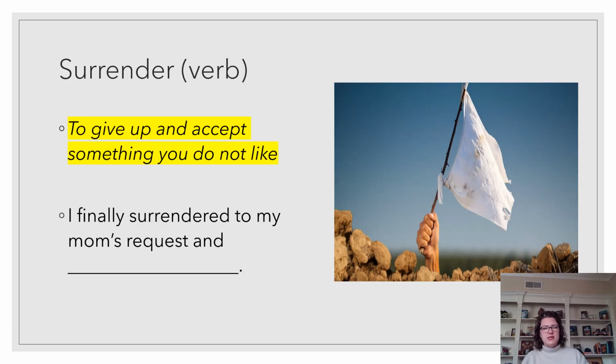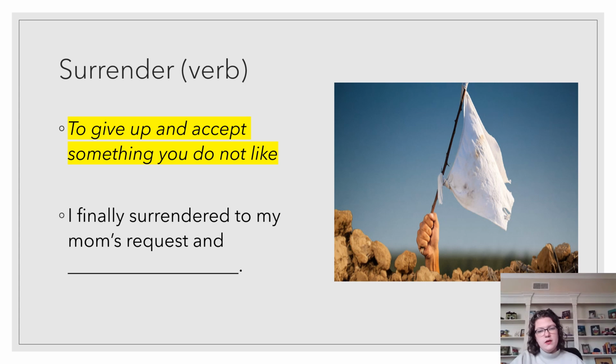Surrender. Surrender means to give up and accept something that you don't like. So a symbol for surrender is the white flag, and you'll see this in books and movies sometimes. Someone will wave the white flag of surrender in war. So that's why I put the picture of that. But our sentence says, I finally surrendered to my mom's request and made my bed. Or I finally surrendered to my mom's request and cleaned my room. That's something that I used to have to surrender to when I was y'all's age. So what's something that you finally gave up? You may not like cleaning your room, but you did it anyway. You surrendered.